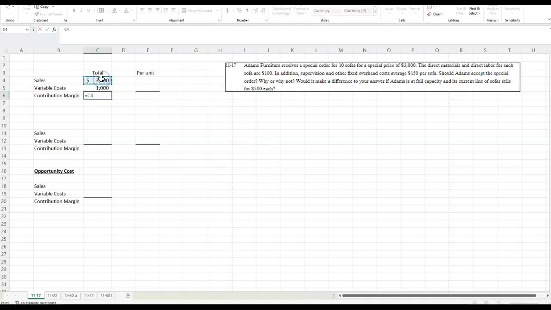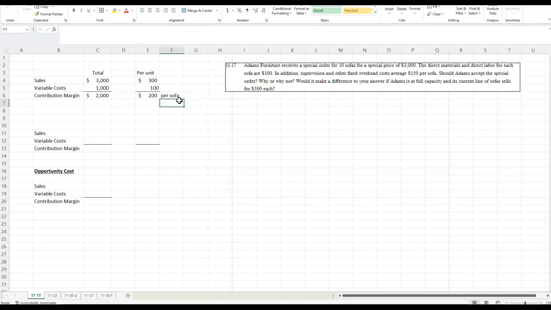So our contribution margin is then $2,000. Sometimes it helps to put these things down per unit as well. So we're going to look at this per unit. It's $3,000 total divided by 10 sofas. We're going to get $300 per unit. Our direct materials and direct labor, which are our variable costs, are $100 per unit. That leaves us a contribution margin of $200 per sofa. Should we accept the order? Why or why not?